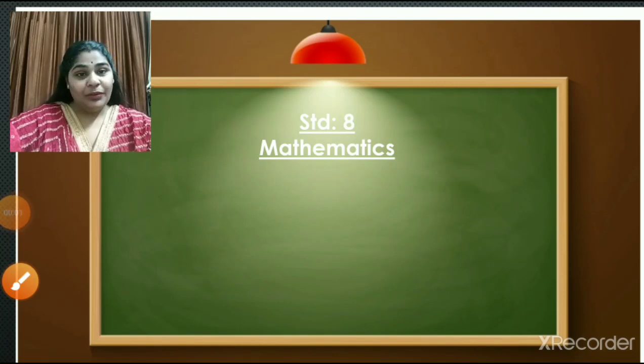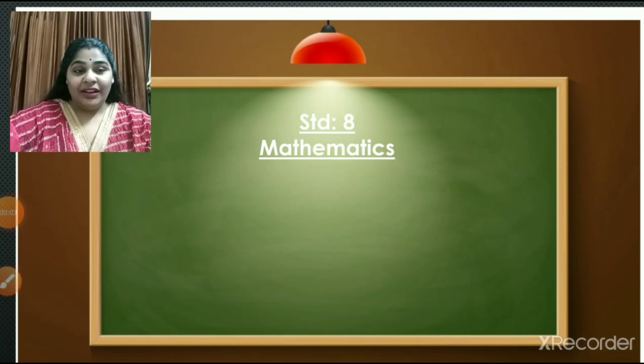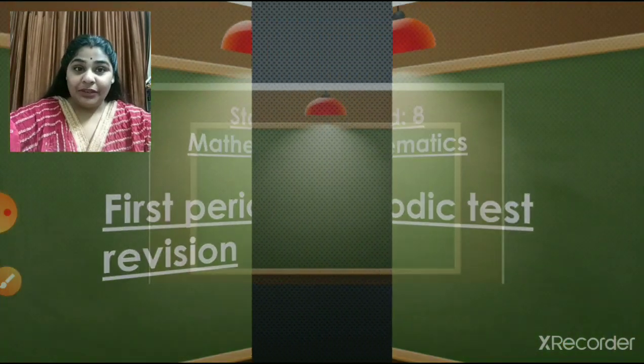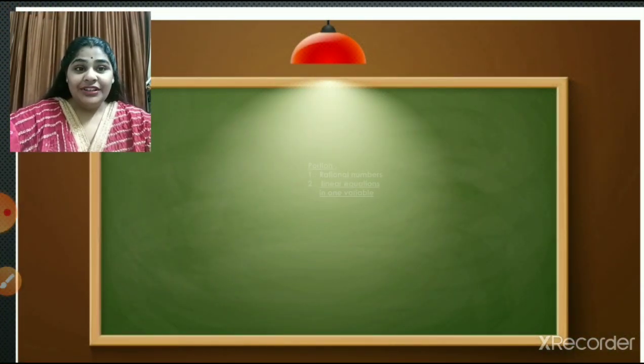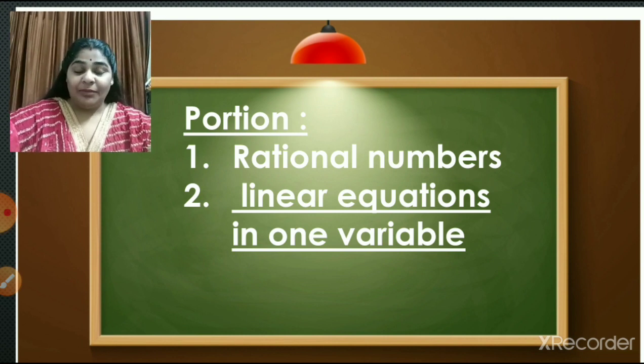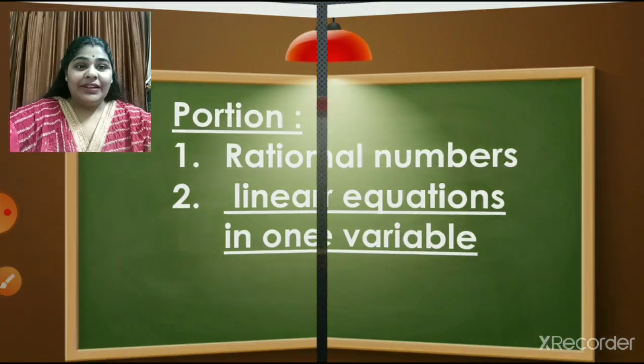Hello children, welcome back. As you are aware, this week is a revision week for our first periodic test, right? So we will be continuing with our chapters which are there for the first periodic test, okay? So the portion, as you are aware, for the first periodic test of mathematics is chapter number 1, rational numbers, and chapter number 2, linear equations in one variable, and the third chapter, quadrilaterals. After the exam we will continue, children. All right, so let us begin.